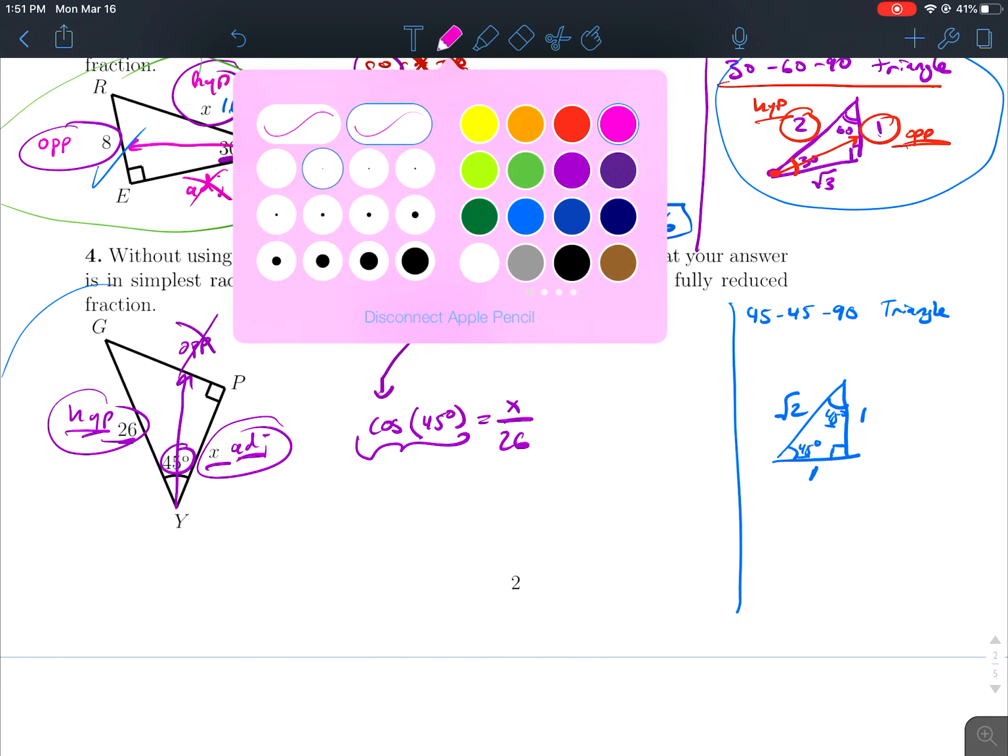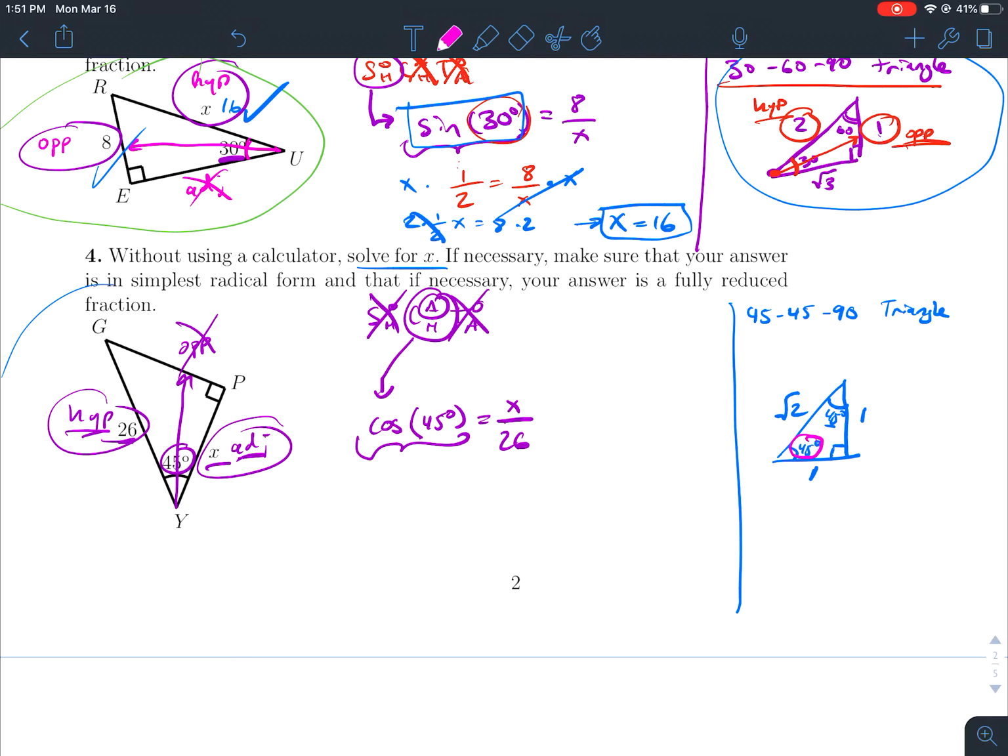So for cosine of 45 degrees, well, we can pick either one, so I'll pick this one. That would make this the opposite, this the adjacent, and this the hypotenuse. So cosine is adjacent over hypotenuse. So cosine of 45 is 1 over root 2 equals x over 26. So this is from the reference triangle. And then this side is just the same as what it was before.